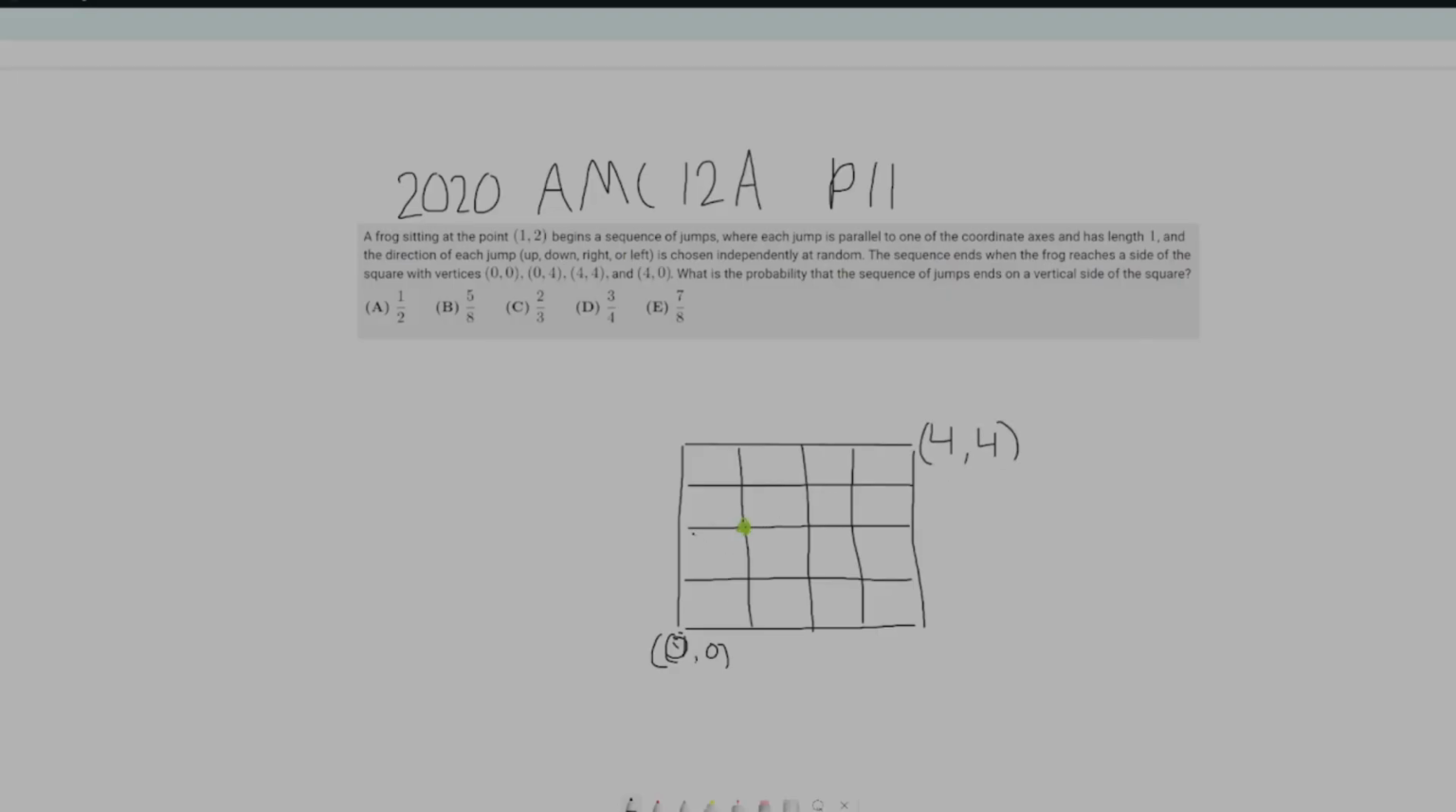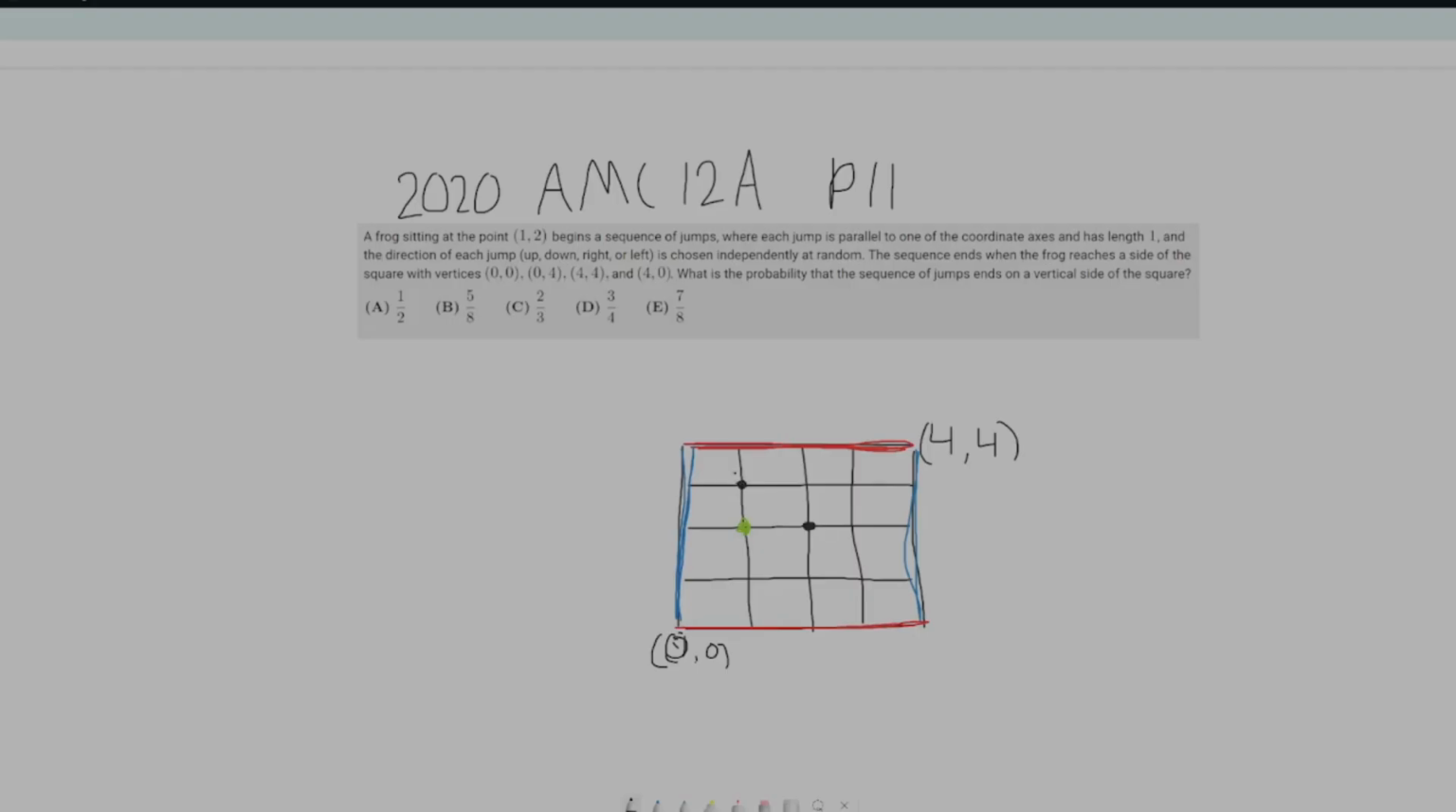So what I'm thinking is that this point looks really symmetrical. So if I start at this point, the probability of getting to either side. So wait, we want to end on the vertical side, right? Hold on. I'll mark the vertical sides first. So I'll mark this horizontal side red, because we don't want to go there. And then I'll mark this side blue.